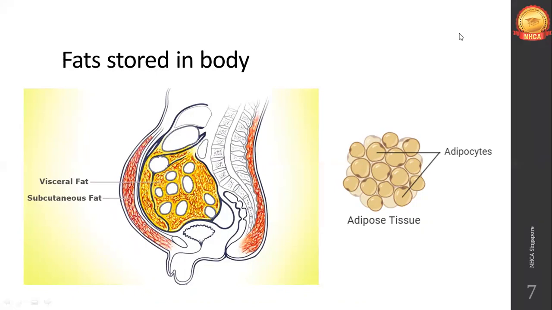Yes, we have brown, pink, and white adipose tissues. Brown adipose tissue is usually found mostly in infants, and when they grow up, it reduces. But people who are overweight and obese do tend to have a lot of brown adipose tissue as compared to lean people who have a lean body structure.